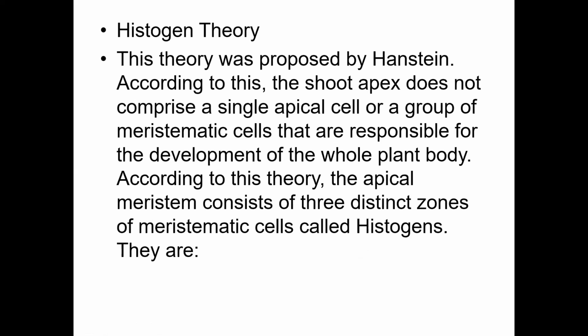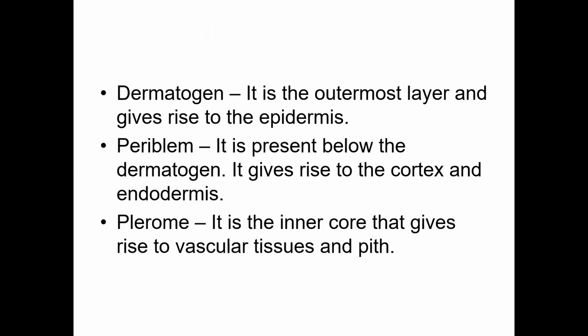So next one is the histogen theory. This theory was proposed by Hanstein, and according to this theory, the shoot apex does not comprise only a single apical cell, but it contains a group of meristematic cells that are responsible for the development of the whole plant. According to this theory, the apical meristem consists of 3 distinct zones, called the histogens. They are dermatogen, periblem, and plerome. The dermatogen is the outermost layer, which gives rise to the epidermis. The periblem is present below the dermatogen and gives rise to the cortex and endodermis. The plerome is the inner core, which gives rise to the vascular tissues and pith.